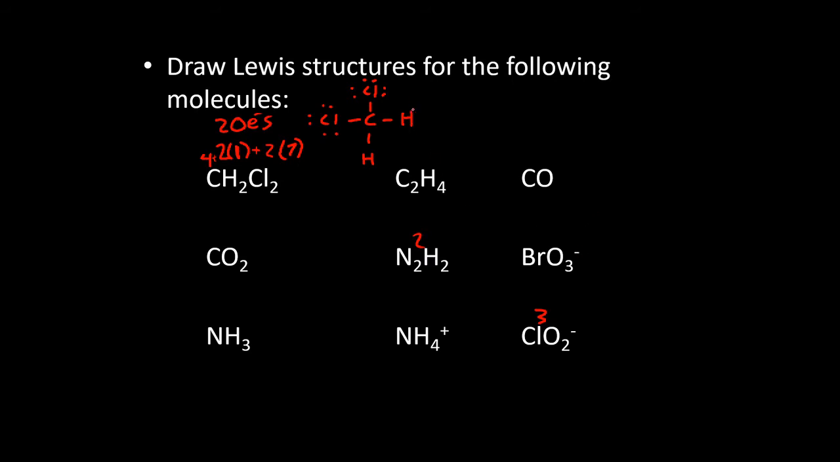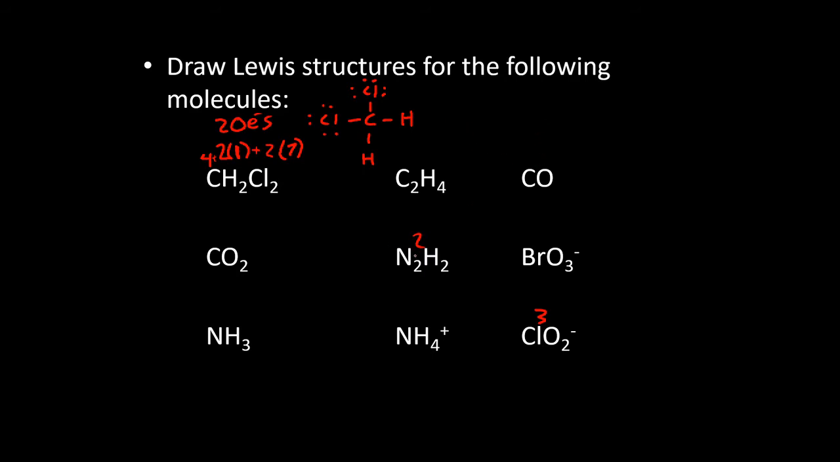So that is the correct Lewis structure for what we call dichloromethane. Let's do this one next: N2H2. This is a little bit different.